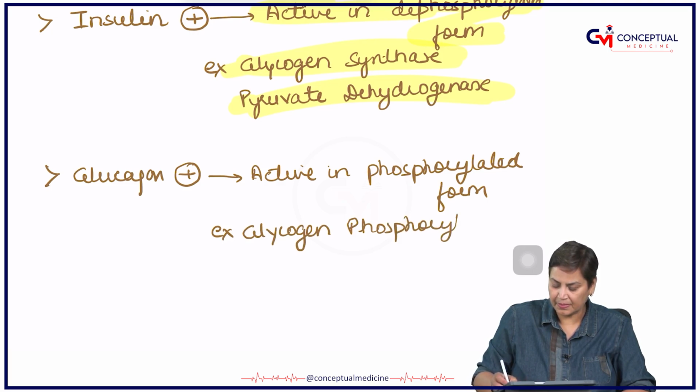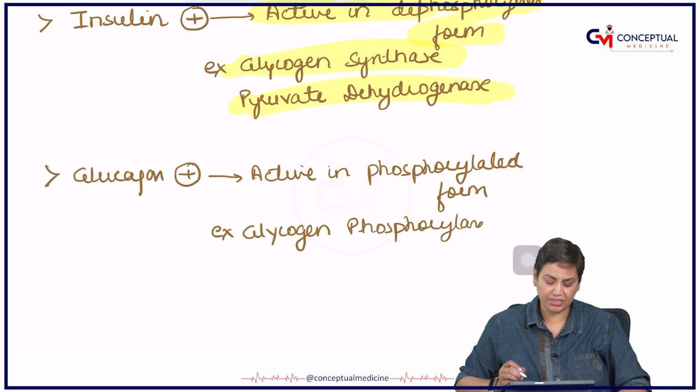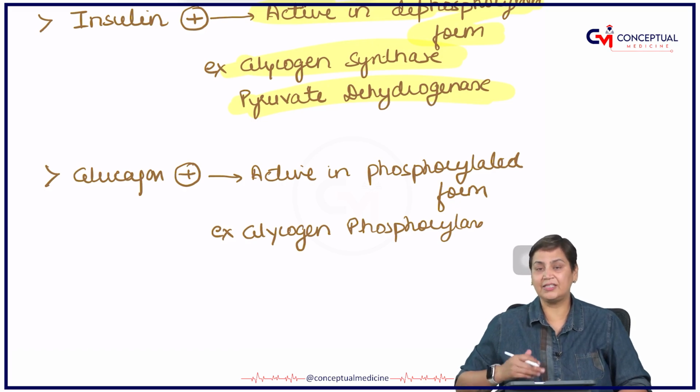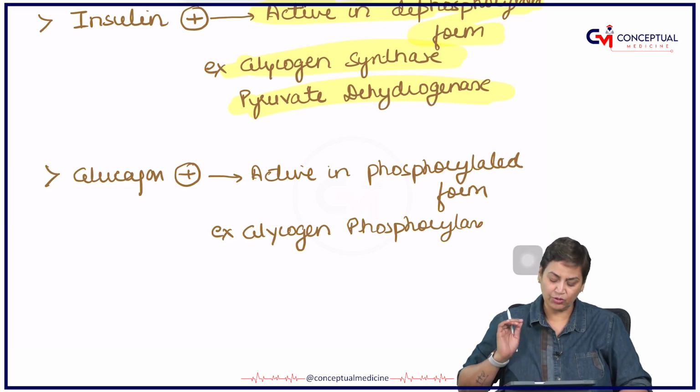So if somebody asks you a question that glycogen phosphorylase की active form is what? So you have to immediately respond that active form is in phosphorylated form. Active form of glycogen synthase is in dephosphorylated form.